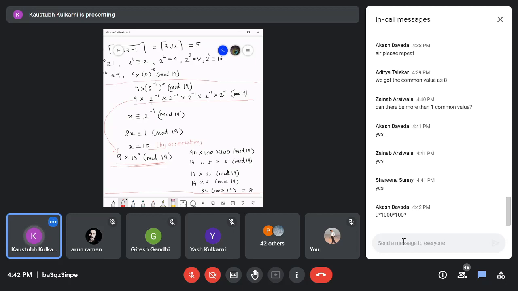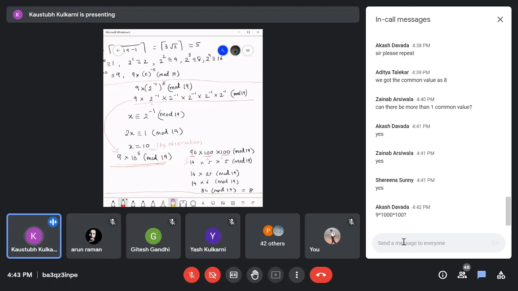For 90, if I divide it by 19, the remainder is 14, because the closest multiple is 76. 19 fours are 76. So this gives us 14. For 100, the closest multiple is 95. 19 fives are 95. So the remainder is 5.